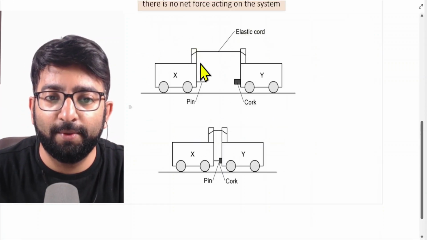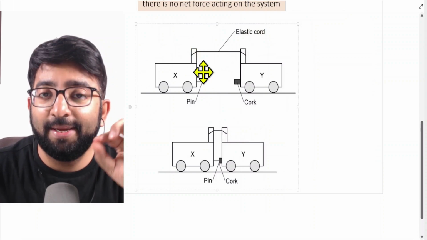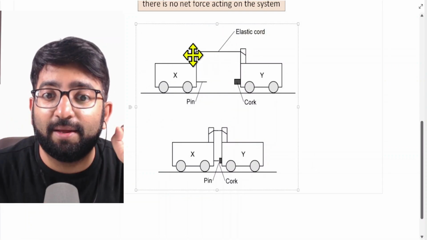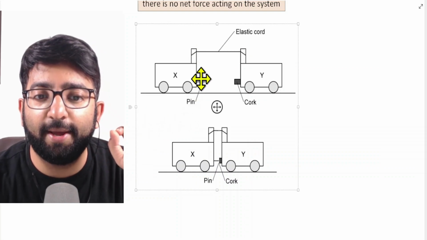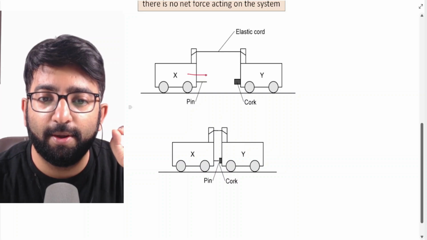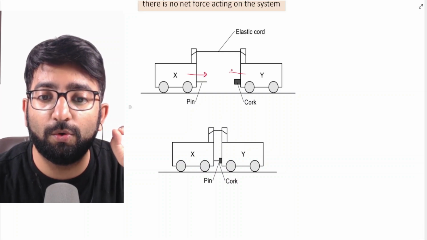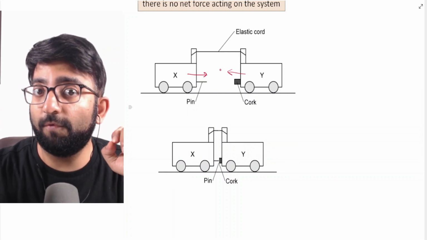So, let me show you. Watch. Before situation, the elastic cord has been stretched. There are pulling forces within this elastic cord, because of which trolley X is going to go to the right side and trolley Y is going to go towards the left hand side. So, this is the before case.